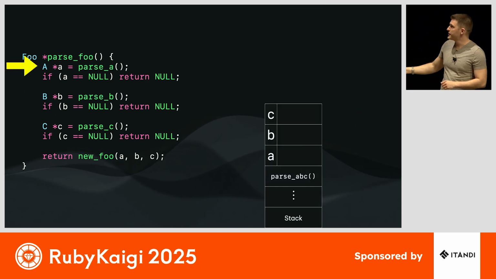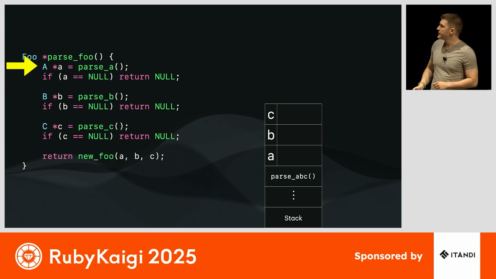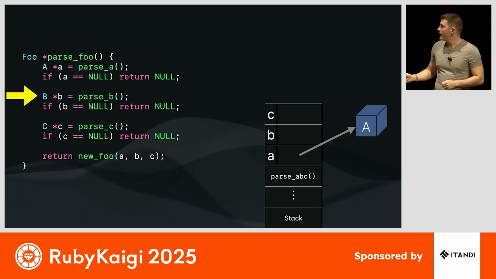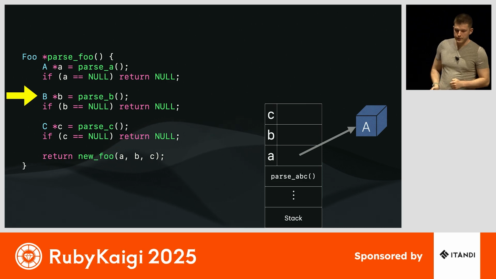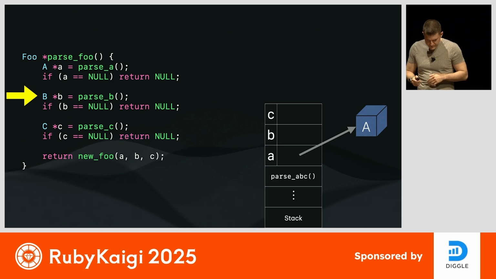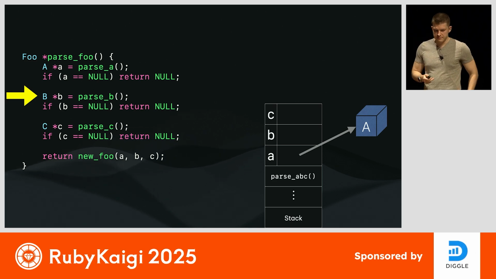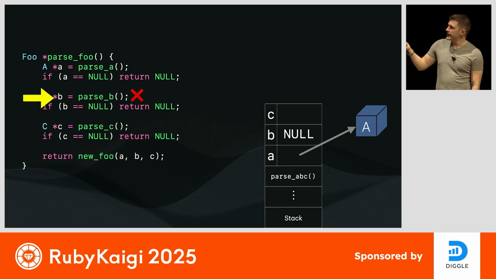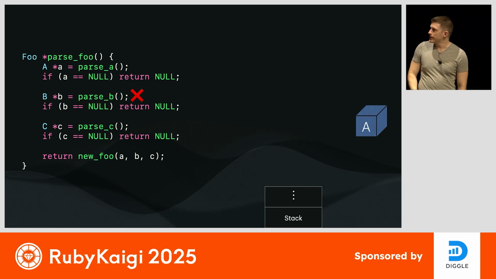Again, we're going to enter our function, allocate a stack frame, and step through it. Suppose parsing the A succeeds. We're going to get some A object on the heap, and we're going to point to it with our A local variable. But now let's say that there is a character that's out of place for our B value, so we don't even allocate it because we just can't. We don't know what the syntax is that we're trying to parse there. It's going to return null. We're going to store that in a local variable, and on the next line, in the if statement, we're going to decide to return early.